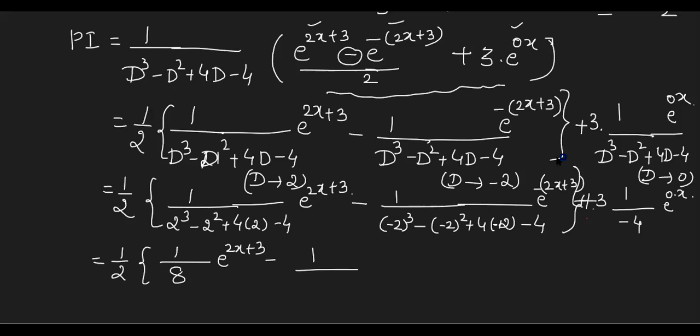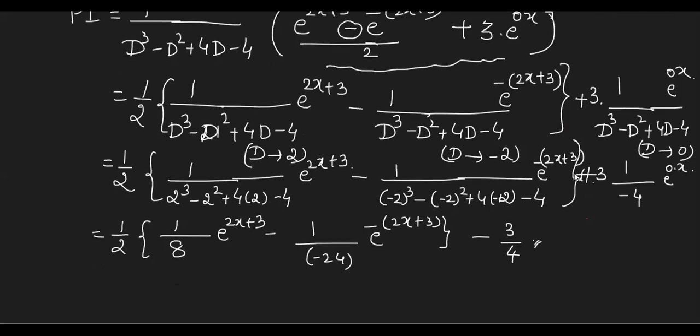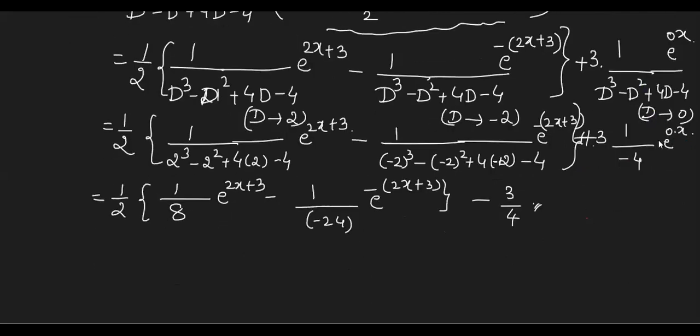What is the value? Minus 24. Otherwise, you can write here as plus 24. No problem. e raised to minus of 2x plus 3. What is here? Is it only minus 3 by 4? Shall I write e raised to 0x? It has no value. It is 1 only. Correct? I'll not write it. Why have I written it? So that I could apply the procedure. Once it is done, come back to a simple format.